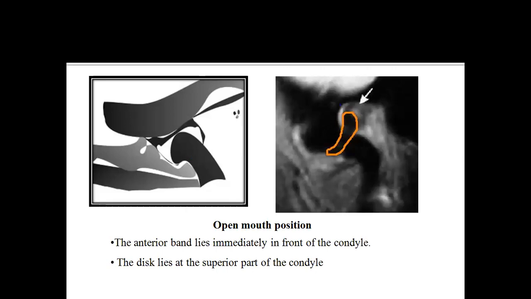So this is again the placement of the disc in an open mouth position. First I will explain with the line diagram, then we'll go to the MR image. In this open mouth position, you can see the anterior band, then the intermediate zone and the posterior band. This anterior band is going to lie immediately in front of the head of the condyle. You can see the head of the condyle is here, but this anterior band is going to lie in front of the head of the condyle. Then it is considered to be normal.